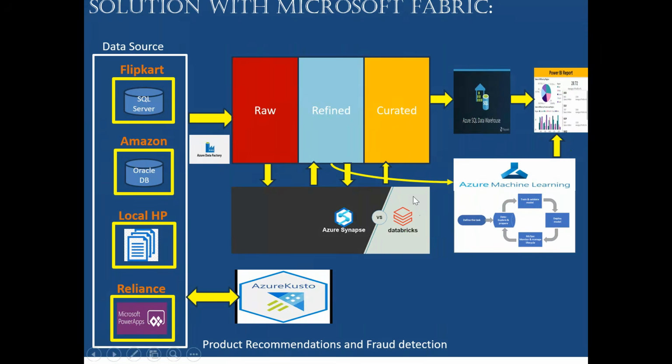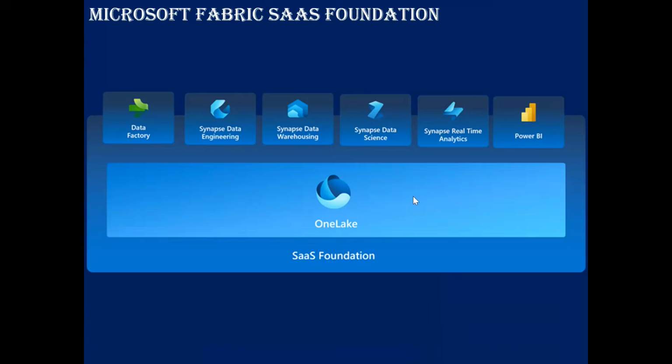But when it comes to Fabric, it's a single place where you can use Data Factory, Spark (meaning Synapse or Databricks), data warehouse, machine learning, real-time analytics for product recommendation and fraud detection, and Power BI for creating reports. Everything you have within Fabric itself. But all these things are going to consume data from OneLake.